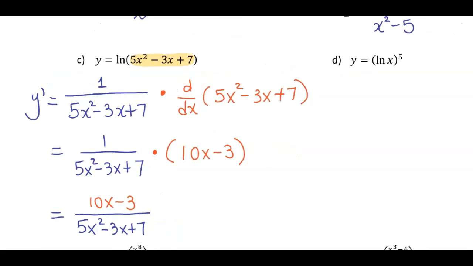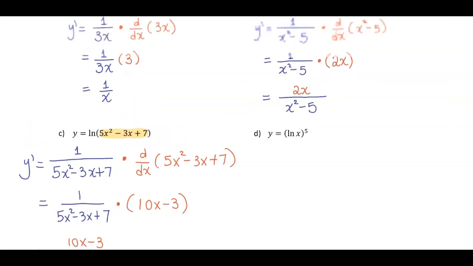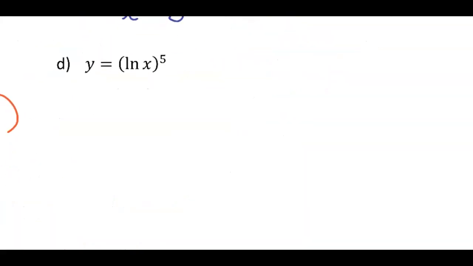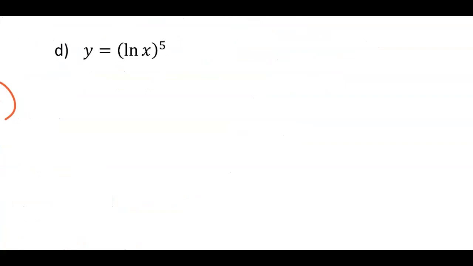Next one is a little different though. You see how for the first 3 that we did, the big picture was natural log of blah, right? It was all natural log of that orange circled argument. But the big picture right here for D is not natural log. In fact, what's going on here is this. Y is equal to, the big picture is something is getting raised to the 5th power.